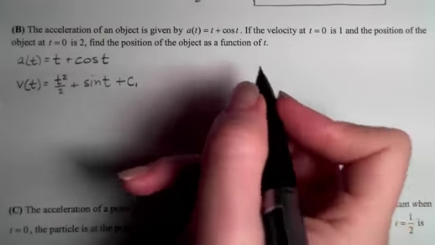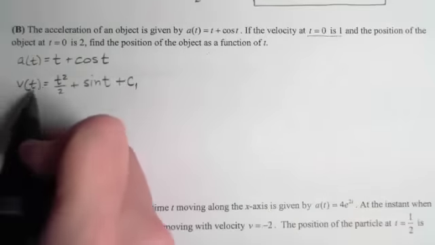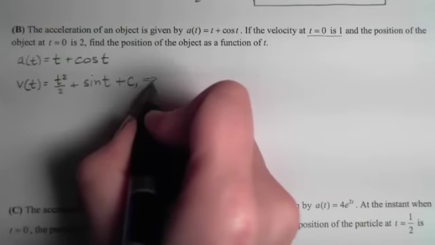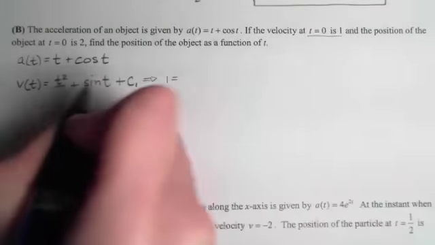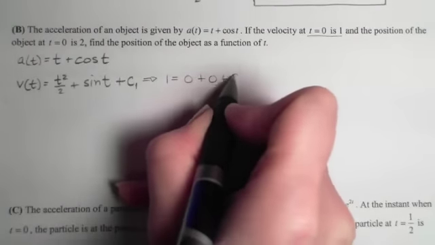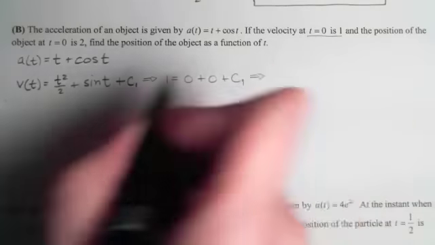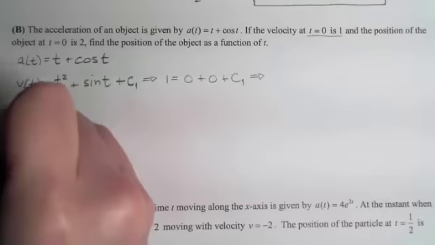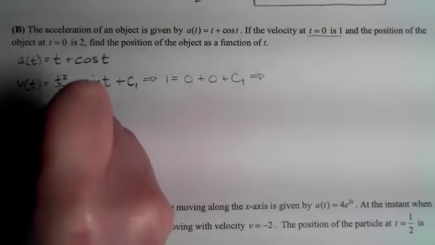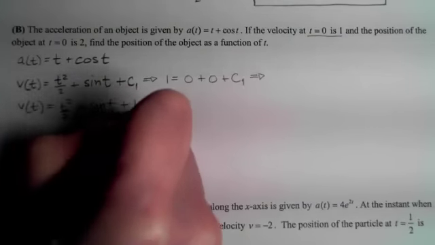To nail down the constant, I use the information about the velocity. So the velocity is 1, so v of t will be 1 when time is 0. So plug in 0, I get 0 plus 0 plus c sub 1, so that means c sub 1 is going to be 1, and I can write down my velocity curve as t squared over 2 plus sine of t plus 1.